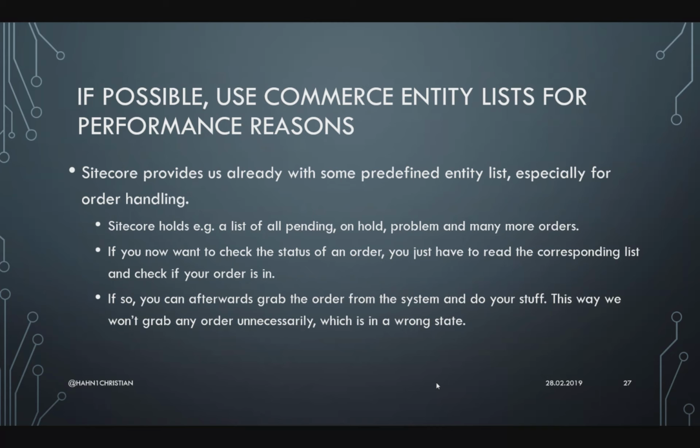So, for example, if the requirement is to grab all pending orders, we just have to access these entity lists, for example with a minion, and then grab all these entity IDs, get the order, and then do something with it. So we do not have to filter facets or do whatever. So this would be an even more performant way of doing that. And of course, if the standard commerce entity lists are not sufficient, you can also easily create entity lists on your own. So the example is here.